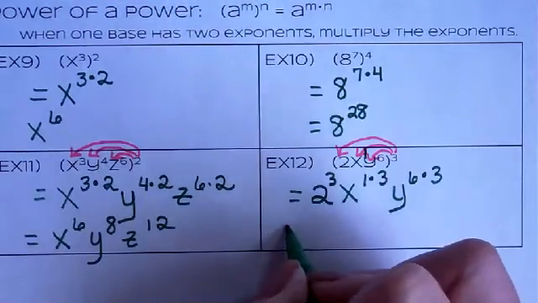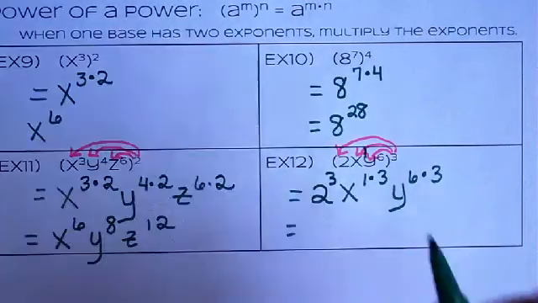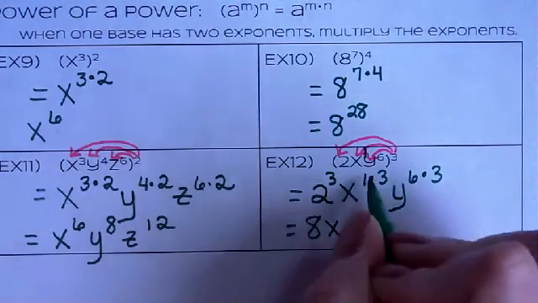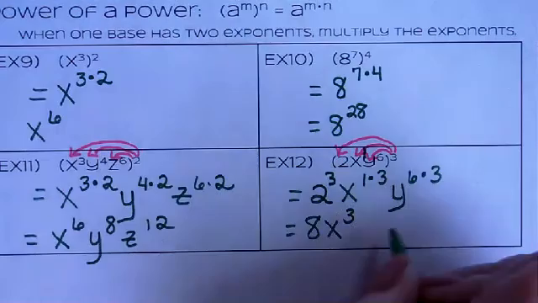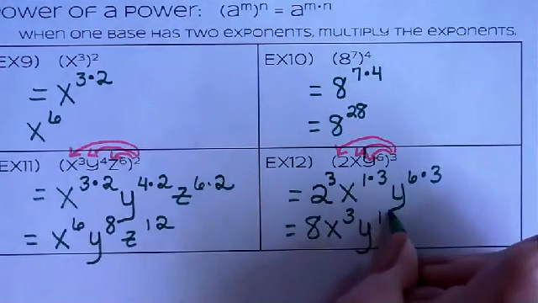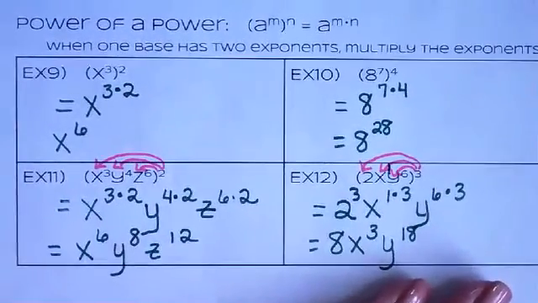Now let's simplify. 2 to the 3rd power, we can do that. 2 times 2 times 2, that's 8. And then that's going to be x to the 3rd power, because 1 times 3 is 3. And then y to the 6 times 3, which is 18. So my answer here is 8x to the 3rd, y to the 18th.